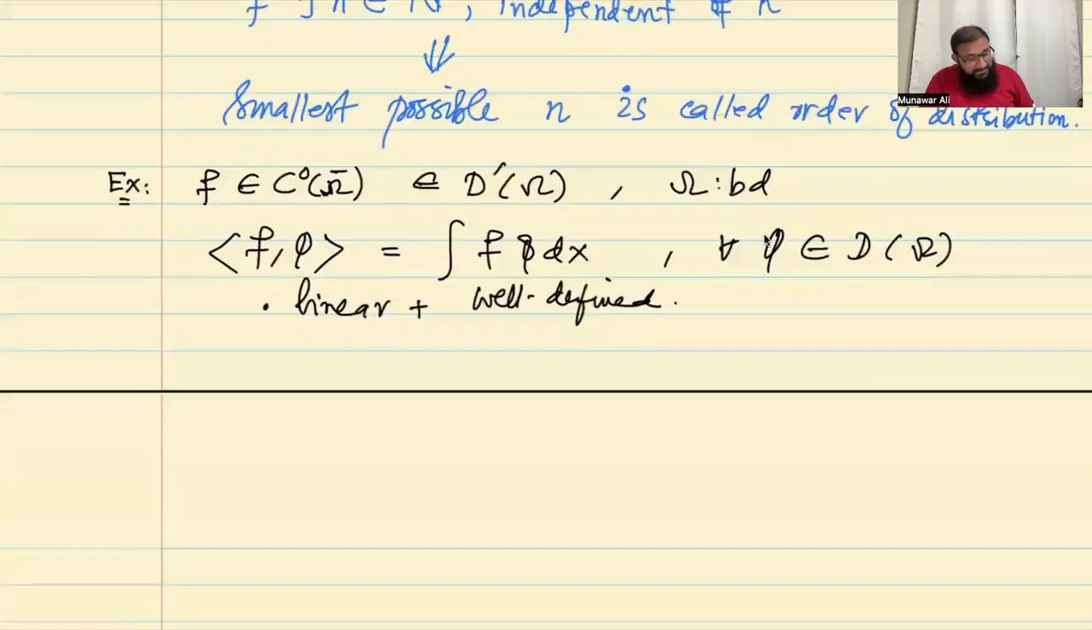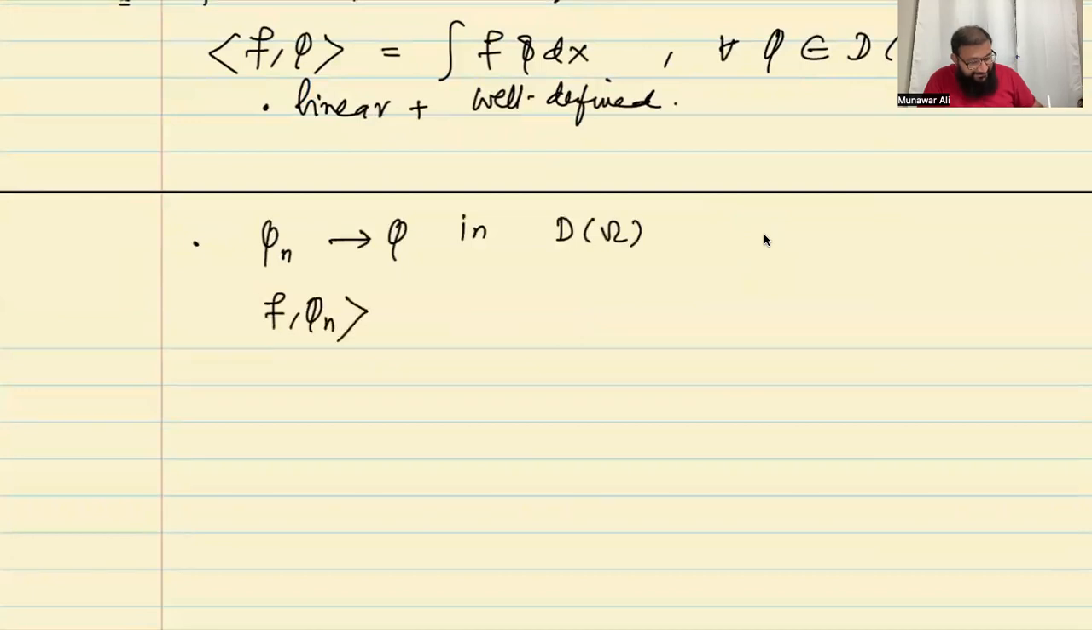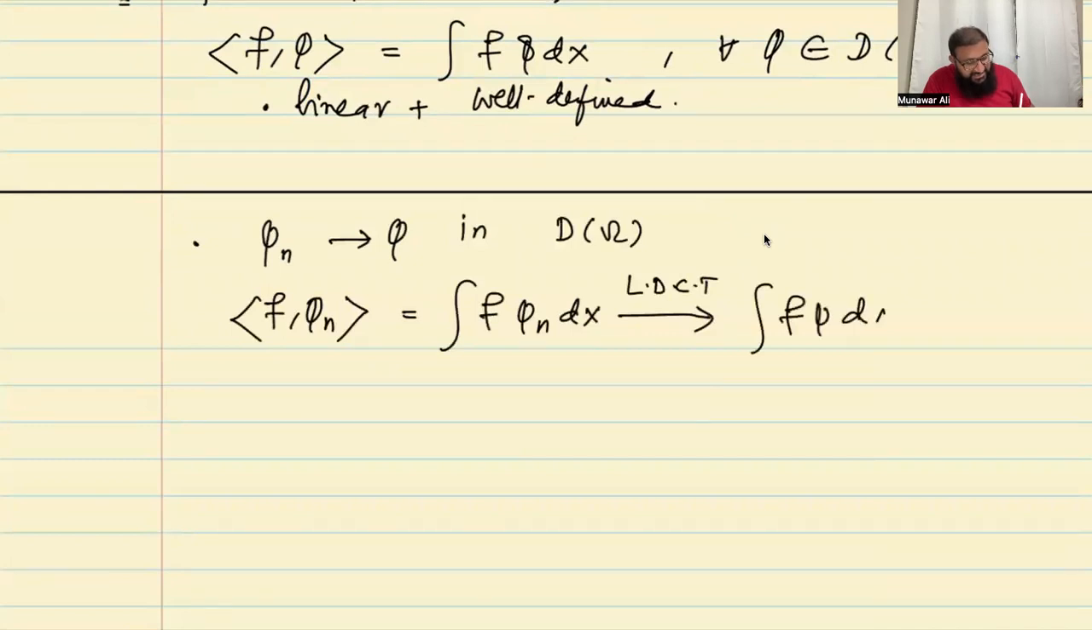And how can I make sense of convergence? I can take a sequence phi n that converges to phi in D of omega. Then how about f of phi n? It would be the integral of f times phi n dx. And you can apply the Lebesgue dominated convergence theorem to say that this converges to the integral of f times phi dx, which I can write as f acted on phi. So f acted on phi n converges to f acted on phi. This is how I can define the convergence, or the weak convergence, in this space.